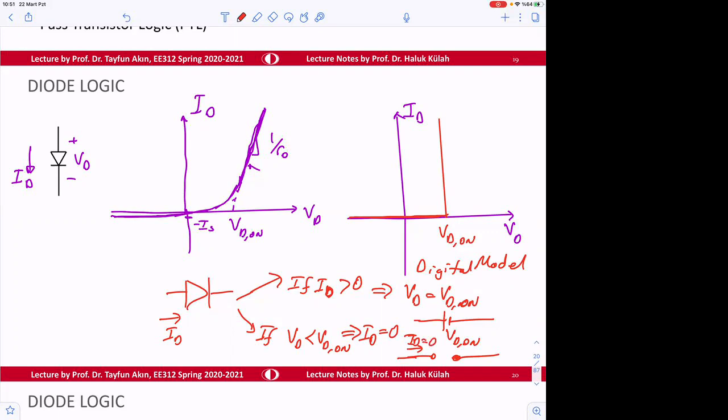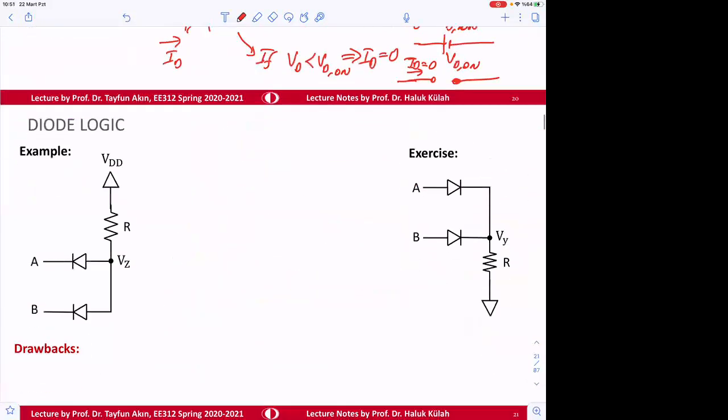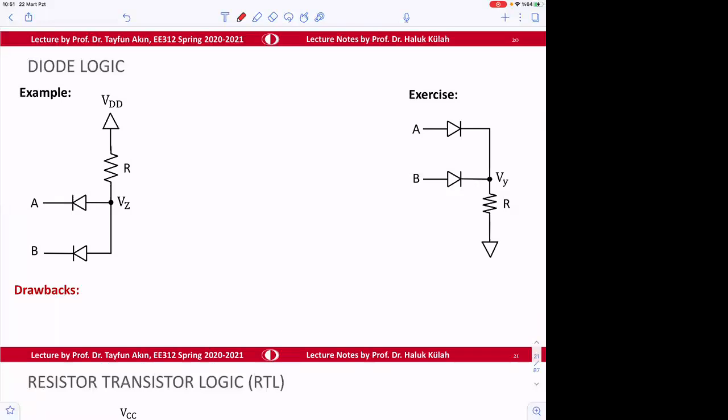Okay. So, you know, considering this, we can make a logic circuit. So the diode logic can be implemented like this. First, maybe we can make an inverter, or not an inverter. Inverter is not possible here, at least for this type. Let's see what it comes out here.